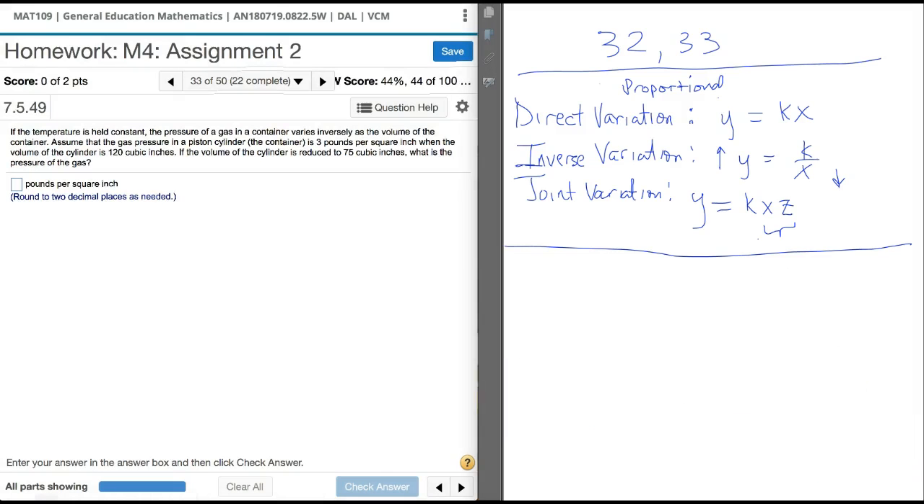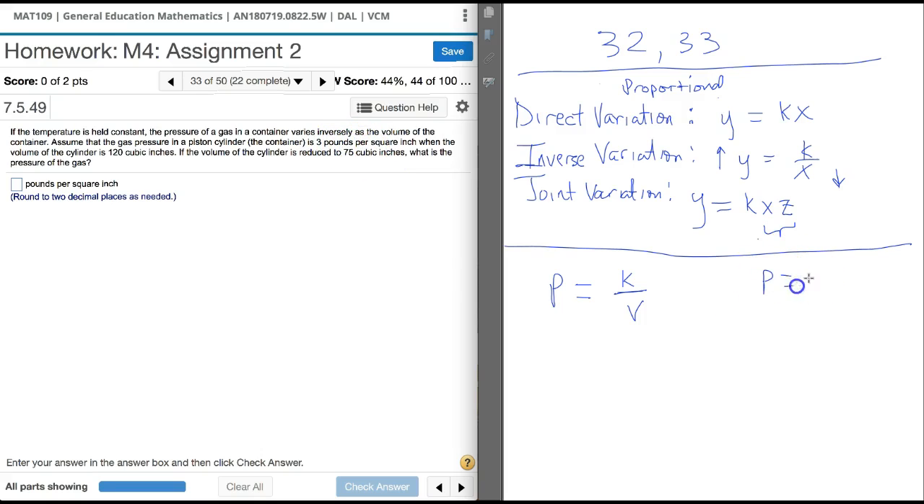All right, so for this problem, it says if the temperature is held constant, the pressure of gas in the container varies inversely as the volume of the container. So if we let P equal the pressure of a container, then we know that this varies inversely proportional to the volume. So that would be V. So P equals pressure, V is volume. So here it says assume that the gas pressure in the piston cylinder, which is the container, is 3 pounds per square inch.